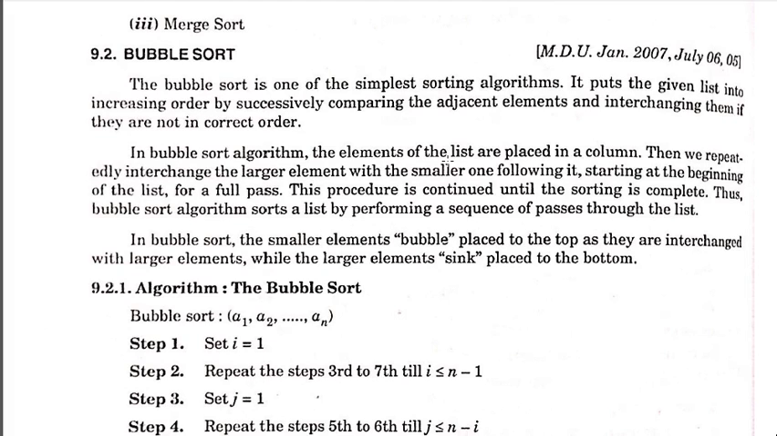In the bubble sort algorithm, the elements of the list are placed in a column. Then we repeatedly interchange the largest element with the smaller one following it, starting at the beginning of the list for a full pass. This procedure is continued until the sorting is completed. Thus, the bubble sort algorithm sorts a list by performing a sequence of passes through the list. In bubble sort, the smaller elements bubble to the top as they are interchanged with the larger element, while the largest element sinks to the bottom.